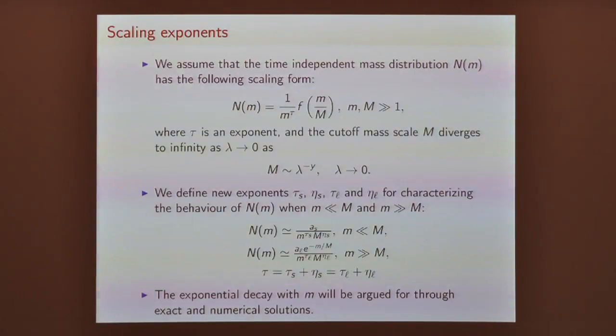So we assume that the time independent mass distribution has the following scaling form: m to the power minus tau with a scaling function, where we assume that m scales as lambda to the power minus y. If you remember, y was 1 in the addition model, and y was 2 in the exactly solvable mu equal to nu case. So we define new exponents for the large and small masses compared to the cutoff mass. This is the form of Nm that we assume, and there is an exponential cutoff which also comes out of the exact and numerical solutions.